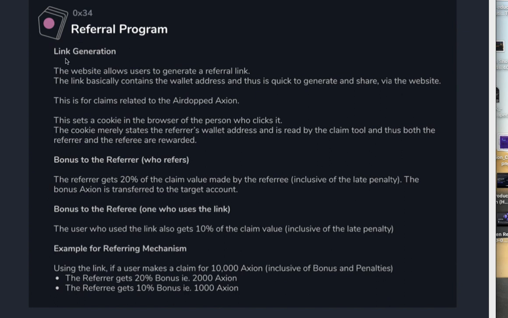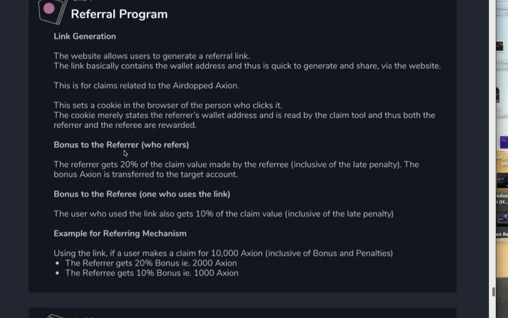You can use the referral program. There'll be link generation. The website will allow users to generate a referral link once it's launched in the next week or two. The link basically contains your wallet address, and is thus equipped to generate the share via the website. This is for claims related to the airdropped Axion. This sets a cookie in the browser of the person who clicks it, and the cookie merely states that the referrer's wallet is yours and is ready to be claimed. It is read by the claim tool, and thus both referrer and referee are rewarded.